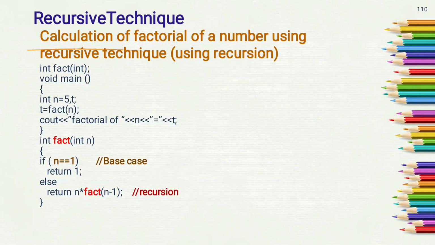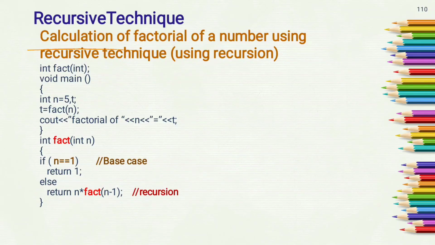Here you can see the value of n will be copied into this n of the fact function. If the value of n equals 1, then we have to return 1, as we know that factorial of 1 is 1, so we return the value 1. Else we have to return n into fact of n minus 1. This is recursion, as the function calls itself inside its definition or inside its body.